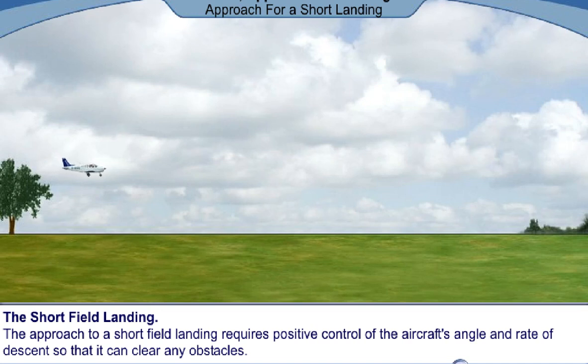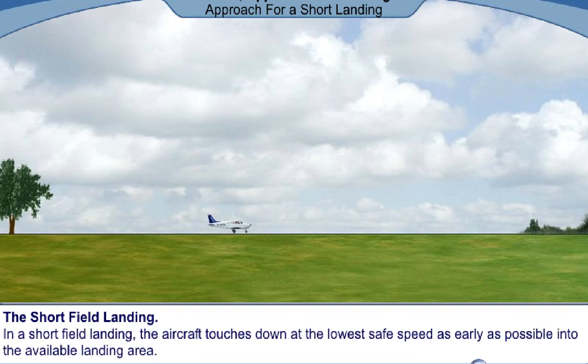The approach part of the short field landing requires you to have positive control of the aircraft's angle and rate of descent, so that you can clear any obstacles on the approach and bring the aircraft to a halt in the shortest possible distance. In order to achieve a short field landing, we want to touch down at a selected point, as early as possible into the available landing area, and reach this point at the lowest safe speed.